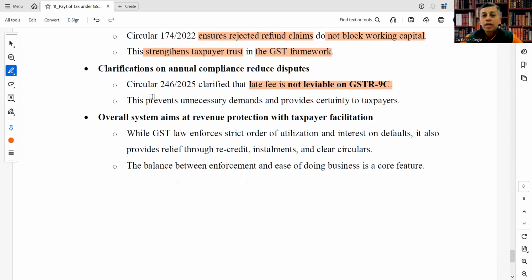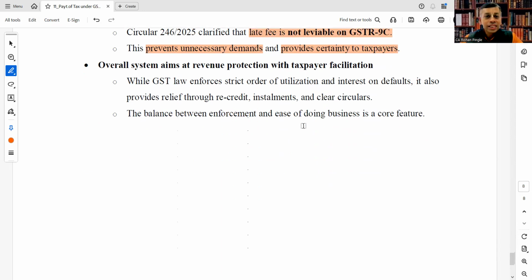This prevents unnecessary demands and provides what? Certainty to the taxpayers. The overall system aims at what? Revenue protection with taxpayer facilitation. Okay, it protects the revenue of the government as well as facilitates the taxpayer. While GST law enforces a strict order of utilization and interest on defaults, it also provides relief through recredit, installment options, and clear circulars. The balance between enforcement and ease of doing business is a core feature of this.